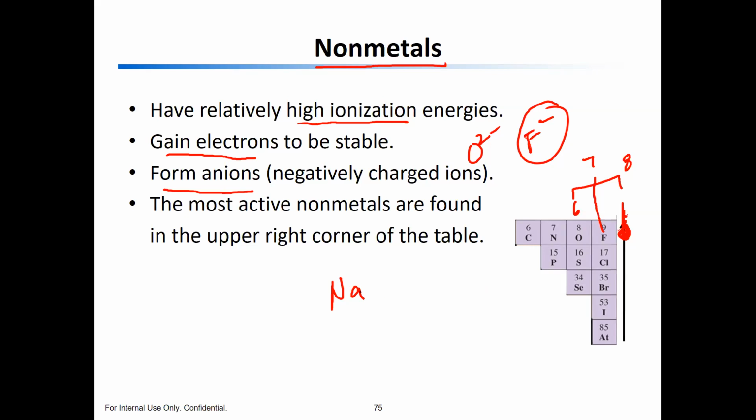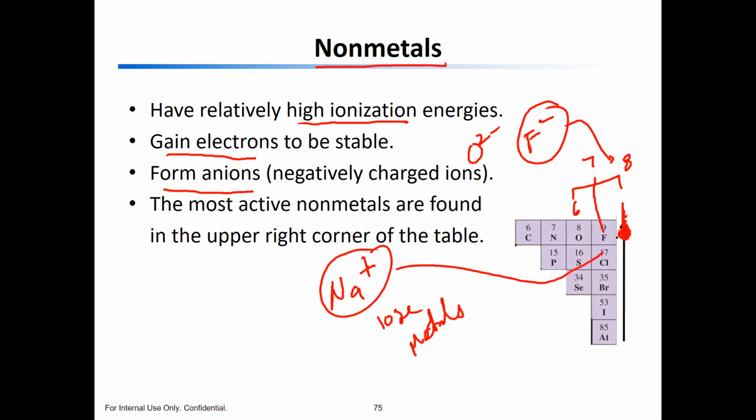But what it could do is lose 1 electron to become like a noble gas. So things like sodium like to lose. So metals like to lose, based on where their location is. And then non-metals like to gain. Why do non-metals want to gain? Because they want to become like a noble gas. Metals like to lose to become like a noble gas.